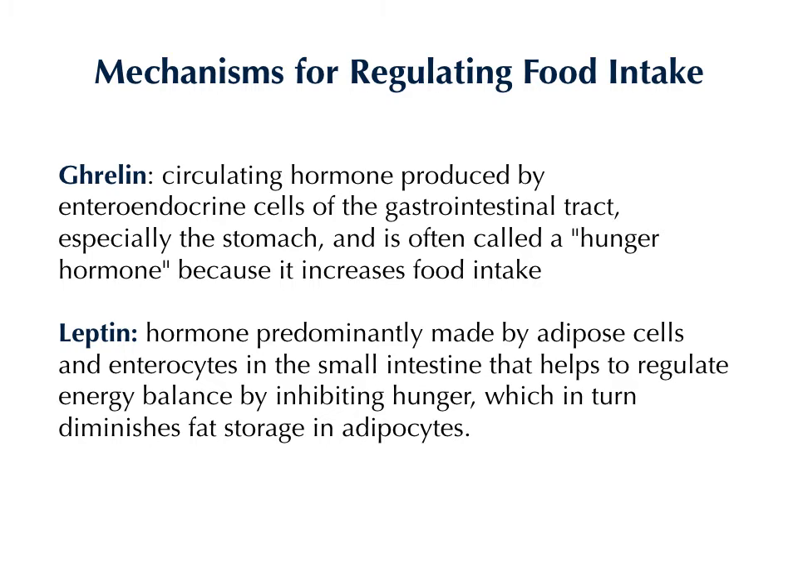Leptin is basically the opposite of that. It's a hormone predominantly made by adipose cells and enterocytes in the small intestine that helps to regulate energy balance by inhibiting hunger. So that in turn diminishes fat storage in the adipose sites.